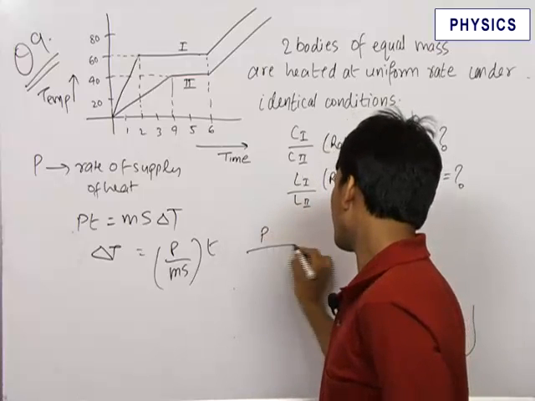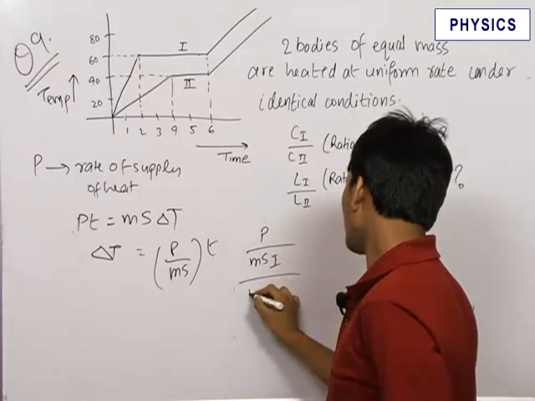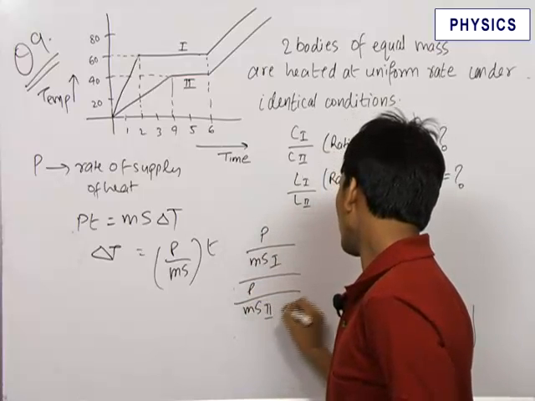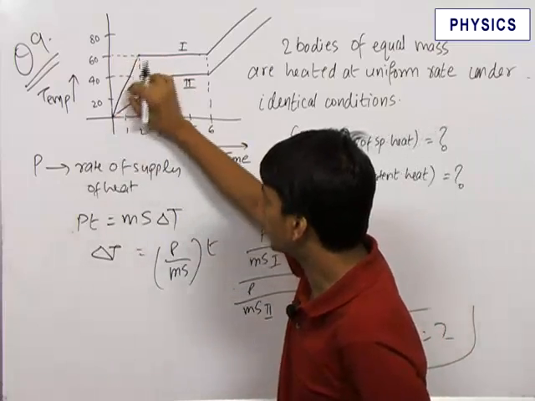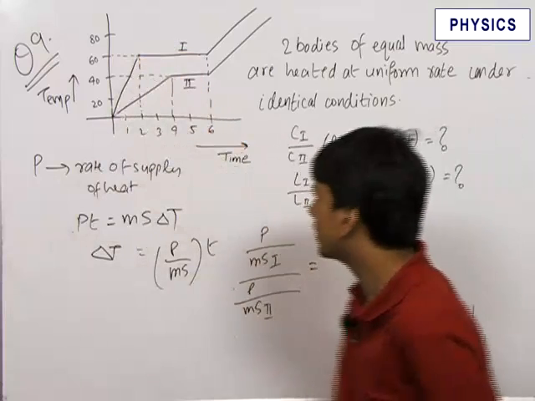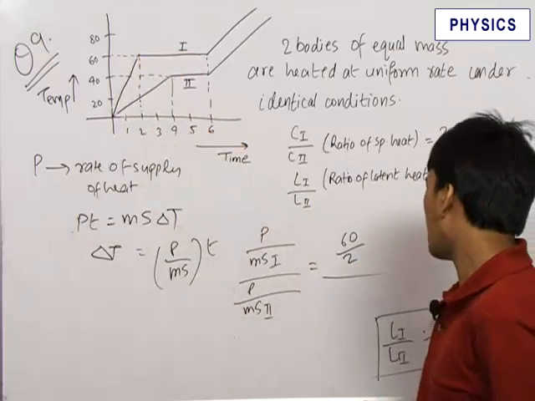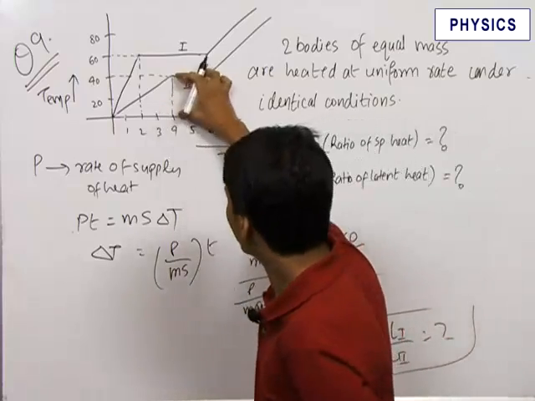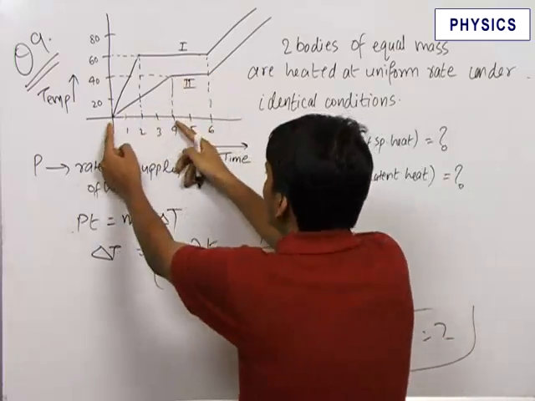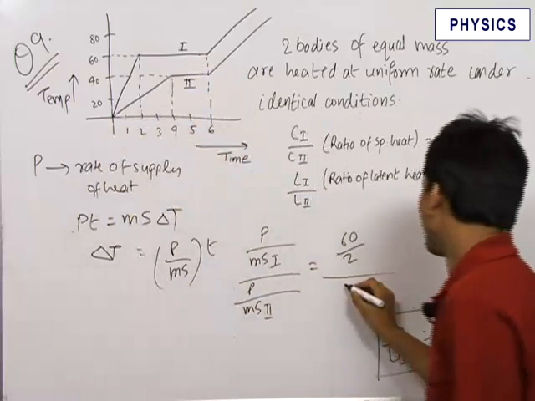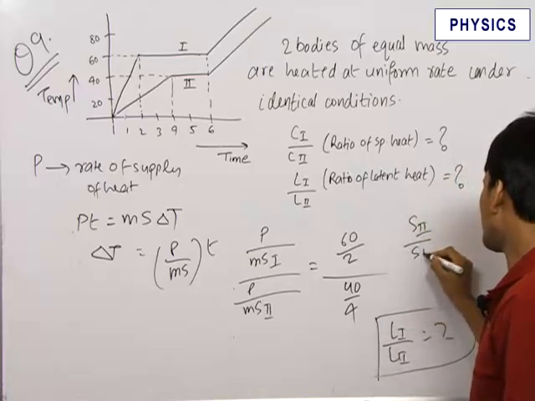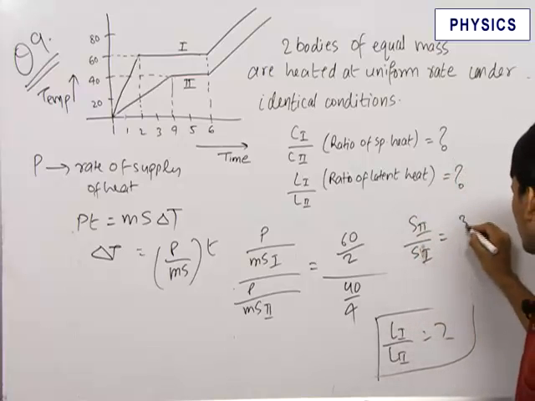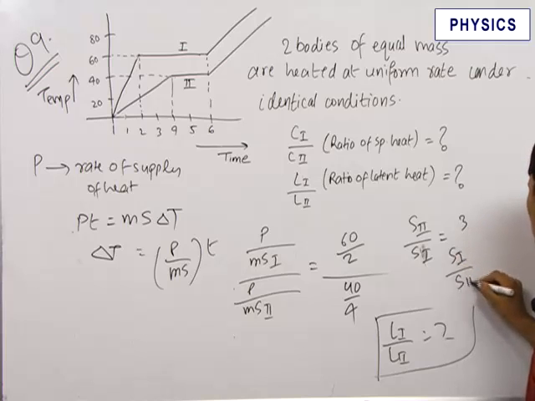Therefore for the first, P upon ms1 upon P upon ms2 can be written to be equal to the slope of first upon the slope of second. Now the slope of first is equal to the tan of this angle, that is 60 upon 2, upon the slope of the second one, that is this upon this, that is equal to 40 upon 4, that is equal to 10. So in solving this we get S2 upon S1 is equal to 30 upon 10, that is equal to 3. Therefore S1 upon S2 is equal to 1 upon 3.